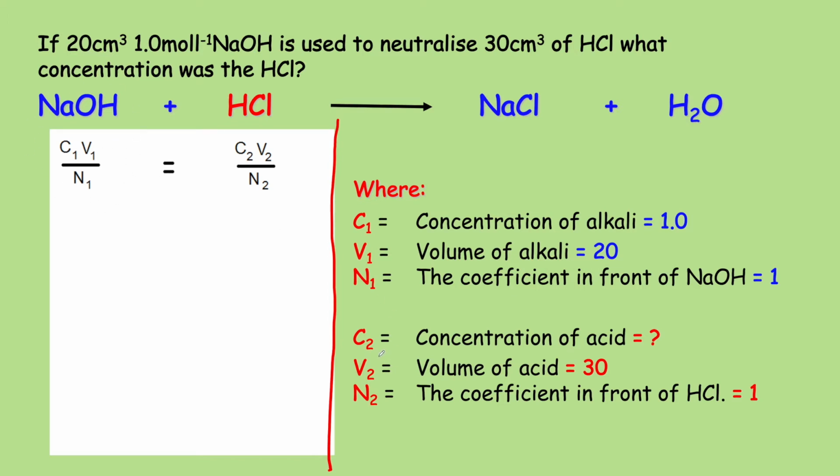The exact same thing is for your C2, V2 and N2. C2, V2, N2 is talking about the concentration, the volume and the number in front of your HCl here, your second thing, okay? So in this example, our C1, V1, N1 is talking about our alkali and our C2, V2, N2 is talking about our acid.